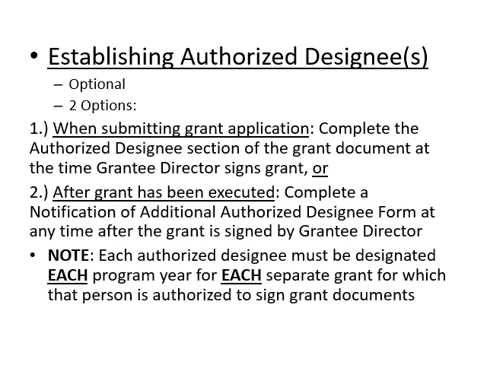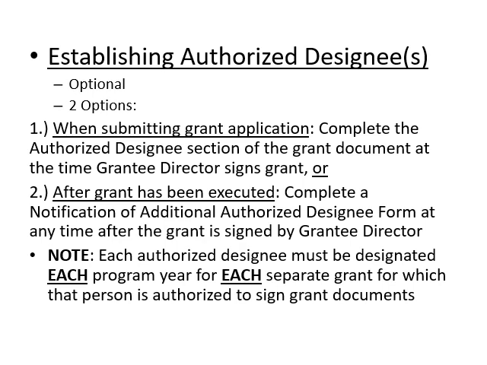So as far as establishing authorized designees, it's optional, and there are 2 options as far as how to designate that authorized designee. So the first way you can do it is when you're submitting the grant application, you would complete the authorized designee section of the grant document at the time the grantee director signs the grant. Or the second option is after the grant has been executed, you can complete a notification of additional authorized designee form at any time after the grant is signed by the grantee director.